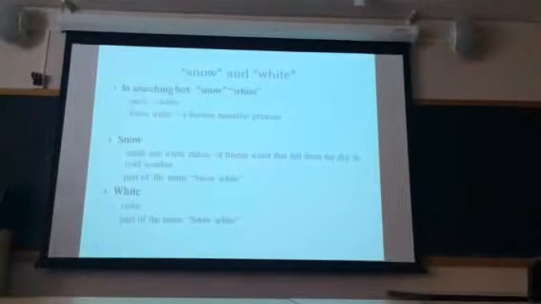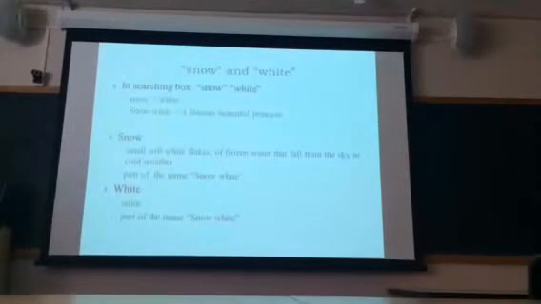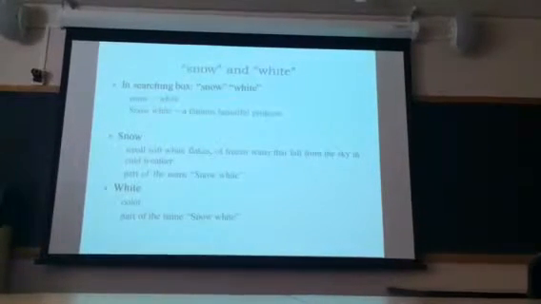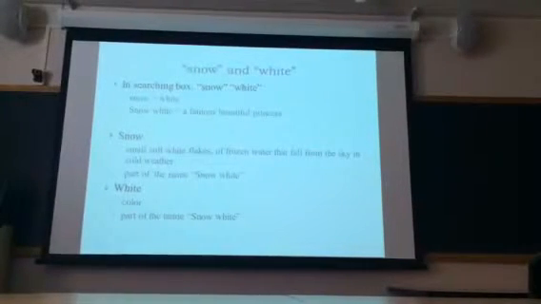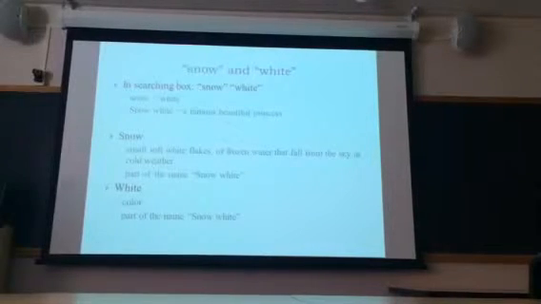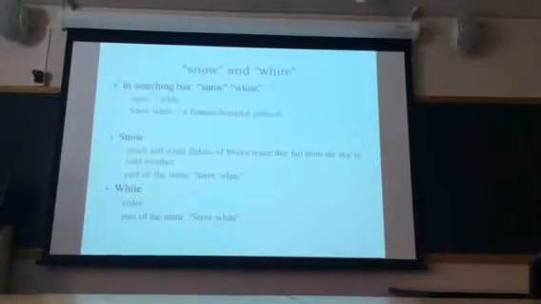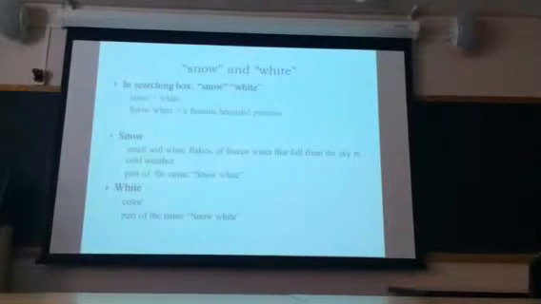It is because keyword searches do not look for ideas but look for words, and so they do not distinguish between snow, which is small soft white flakes of frozen water that fall from the sky in cold weather, as in the dictionary, and snow, which is part of the name Snow White. And the same thing happens to the term white. It's the name of a color or part of the name Snow White.